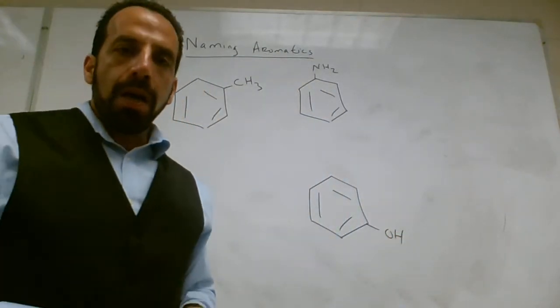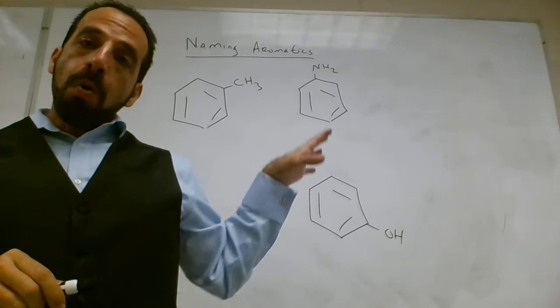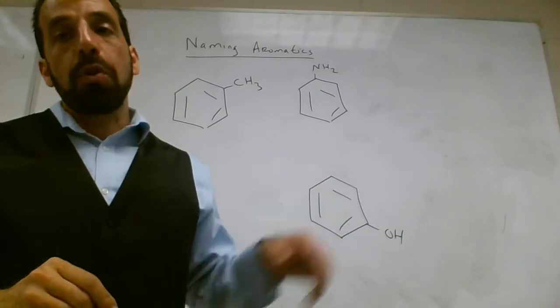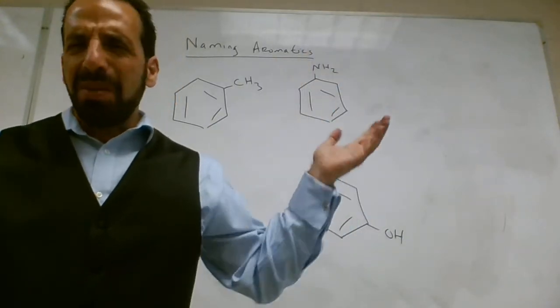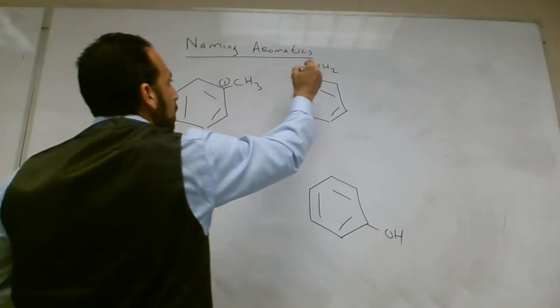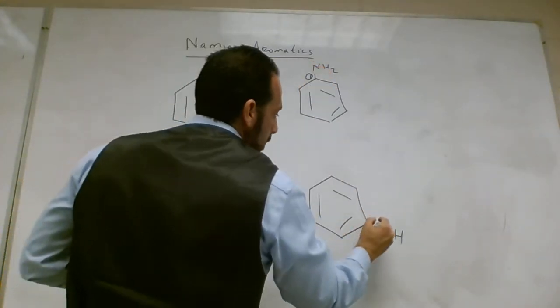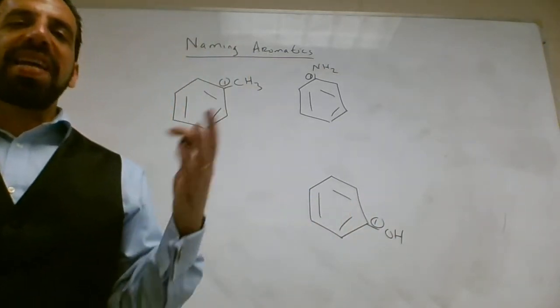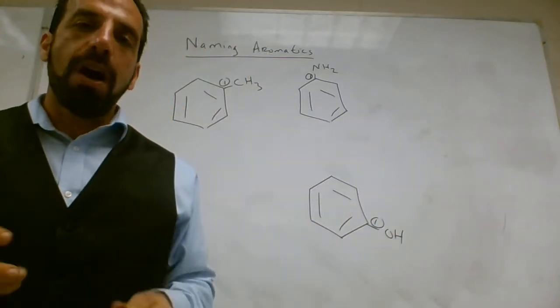A few things with this. Always, if there's one substitution on there, that's always going to be carbon number 1. So we're going to name it just like we did cyclohexane, all these cyclic compounds. So this is carbon number 1. It doesn't make any difference where you put it on the ring. It's always going to be carbon number 1.